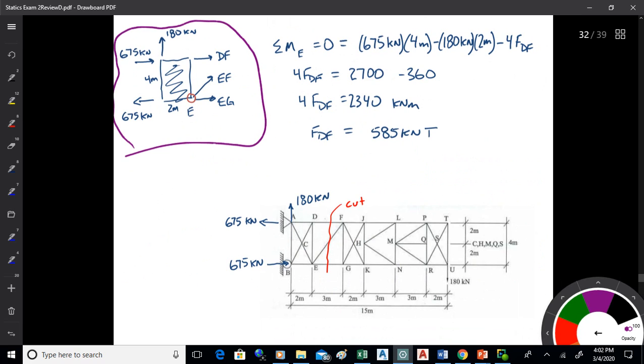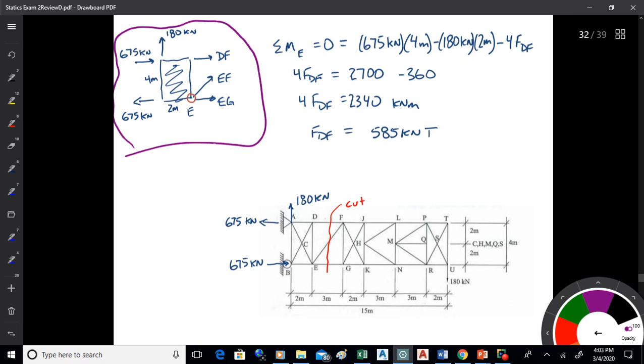And I can see that EF and EG intersect at E. I can take moments about E and solve for DF pretty readily there. Okay, that's how I would do that one. I've got three unknowns when I make that cut. Two of the three act through point E, so I can take moments about E. And what will I get there?